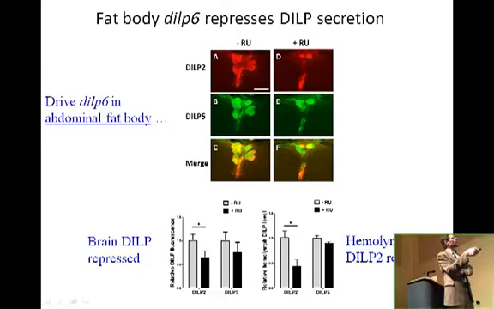But the part I like the best is you can see here the hemolymph DILP2 is strongly repressed when we overexpress DILP6. So the fat body is making one kind of insulin, and the brain is reducing another kind of insulin. And the net effect in the fly is they're experiencing less insulin signal.